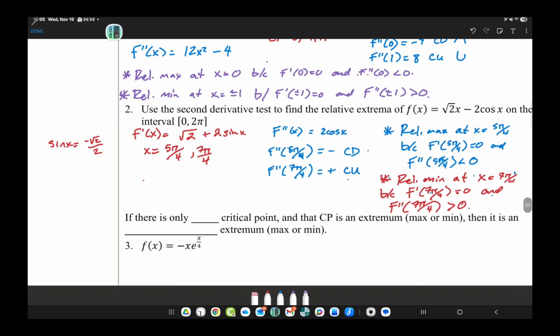Now, what happens if you only have one critical point? If you only have one critical point, that means there's only one turning point, right? And if there's only one turning point, that point must be an absolute max or min. So if there is only one critical point, and the critical point is a max or min, then there is an absolute extrema. So it's not a local, it is absolute.